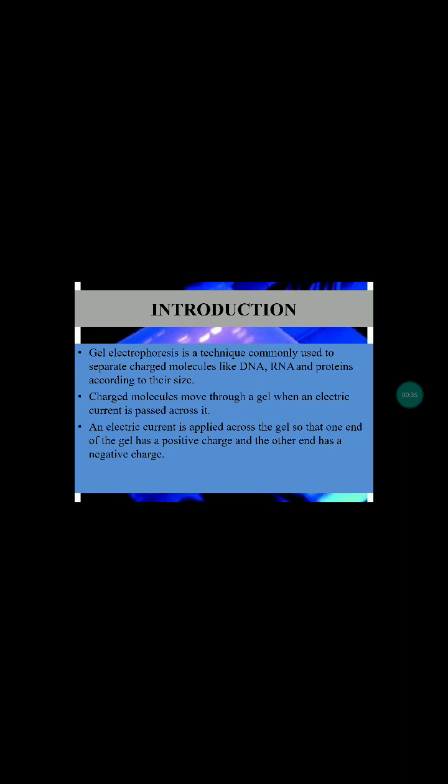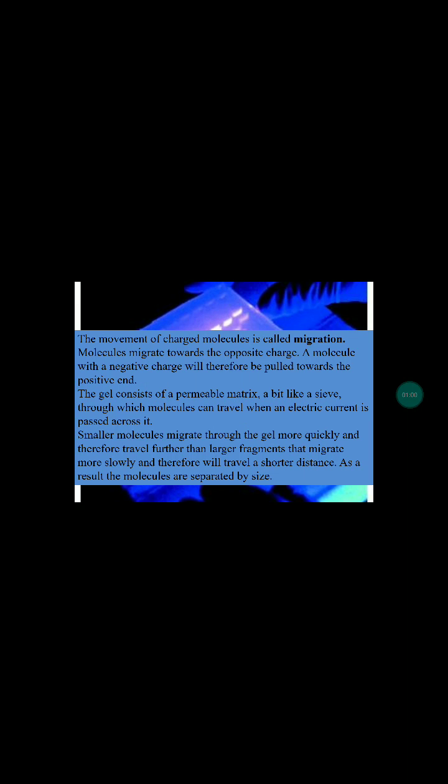Introduction. Gel electrophoresis is a technique commonly used to separate charged molecules like DNA, RNA, and proteins according to their size. Charged molecules move through a gel when an electric current is passed across it. An electric current is applied across the gel so that one end of the gel has a positive charge and the other end has a negative charge. The movement of charged molecules is called migration. Molecules migrate towards the opposite charge. A molecule with a negative charge will therefore be pulled towards the positive end.